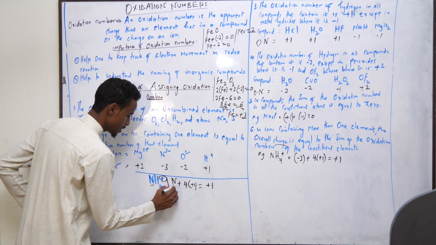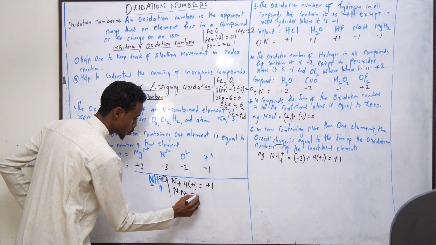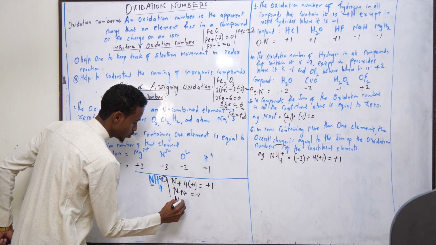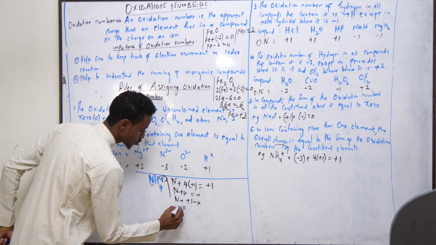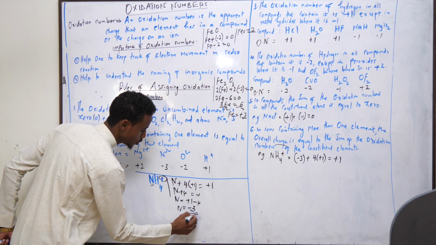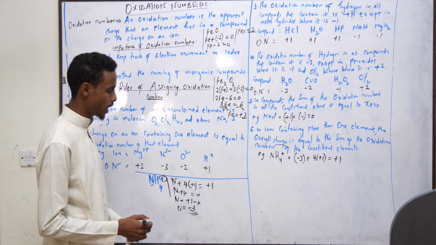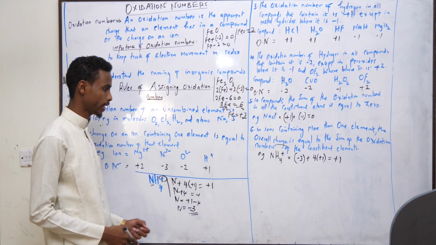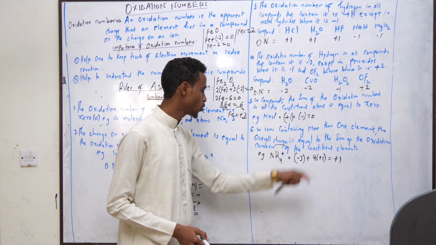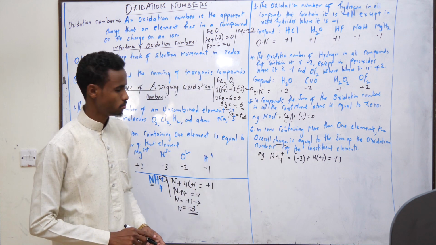Now it becomes N plus 4 is equals to positive 1. So N will be equal to positive 1 minus 4, which is N will be equal to -3. And we know that nitrogen has an oxidation number of -3, and that is correct. This one is well substantiated.